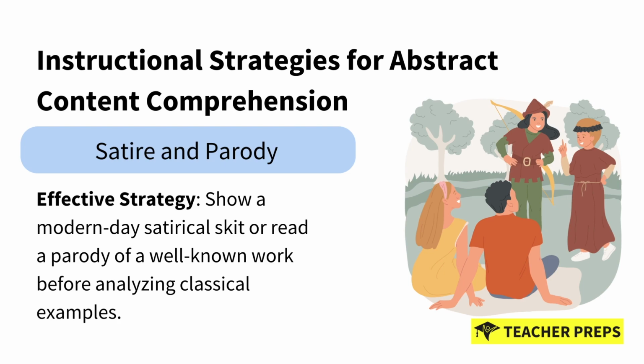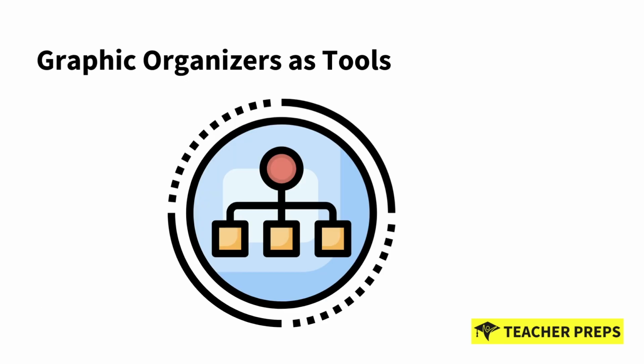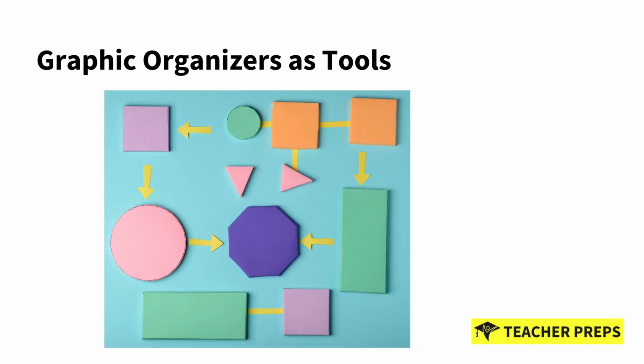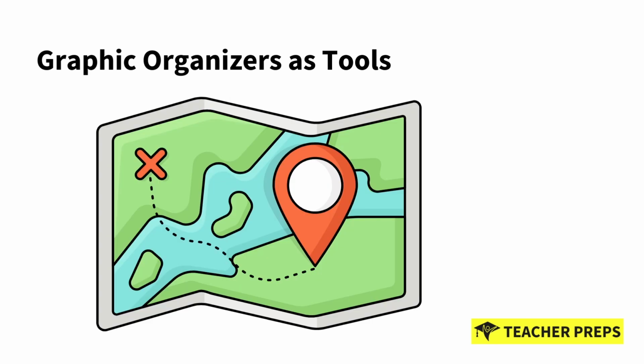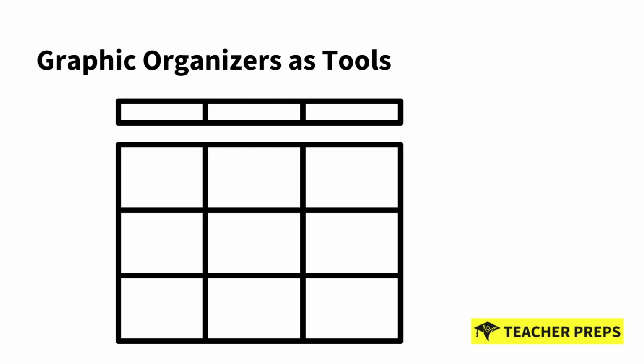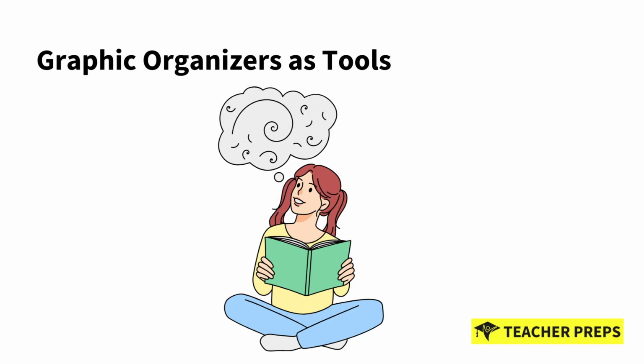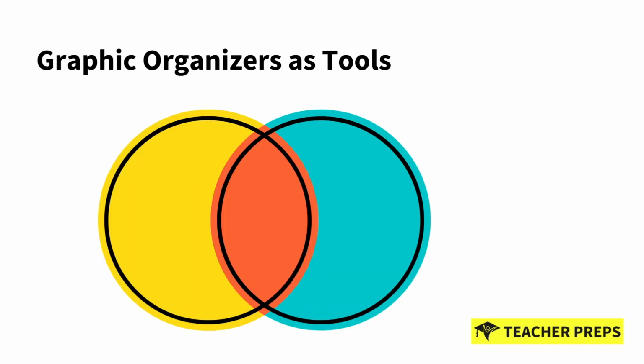Let's keep building off this idea of visuals with using graphic organizers as tools. Recall that graphic organizers are visual displays that demonstrate relationships between facts, terms, and ideas within a particular learning task. They can be diagrams, charts, maps, or tables, for example, and are especially effective for visual learners. For instance, a Venn diagram could help students understand and compare two abstract themes in literature.